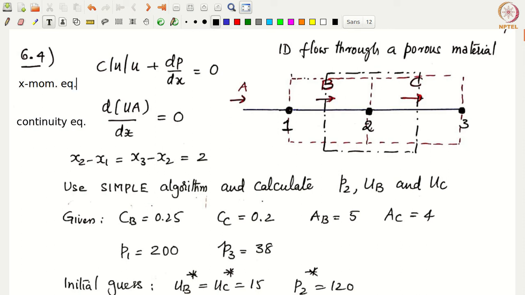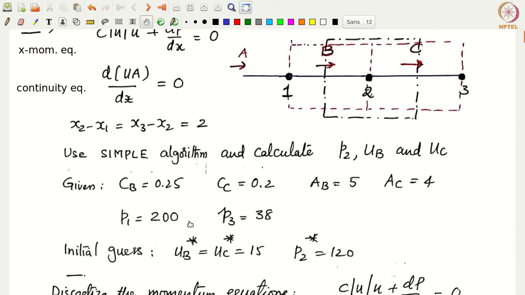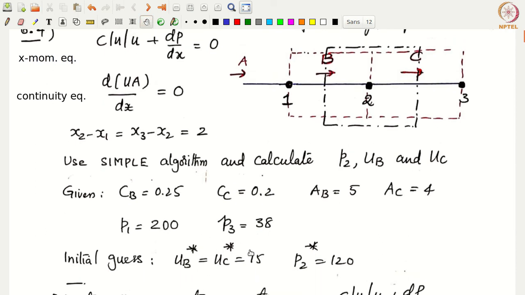Now this is the pressure gradient term. A is the cross-sectional area, that is the effective area at different locations. So A_B is 5 units, A_C is 4 units, and C is the porosity constant, given as C_B equals 0.25, C_C equals 0.2. P1 and P3 are given, so we are given a pressure boundary condition: P1 is 200, P3 is 38. We were also asked to take the initial guess for the velocities, U_B star and U_C star, as 15, and the pressure for cell 2 as 120.